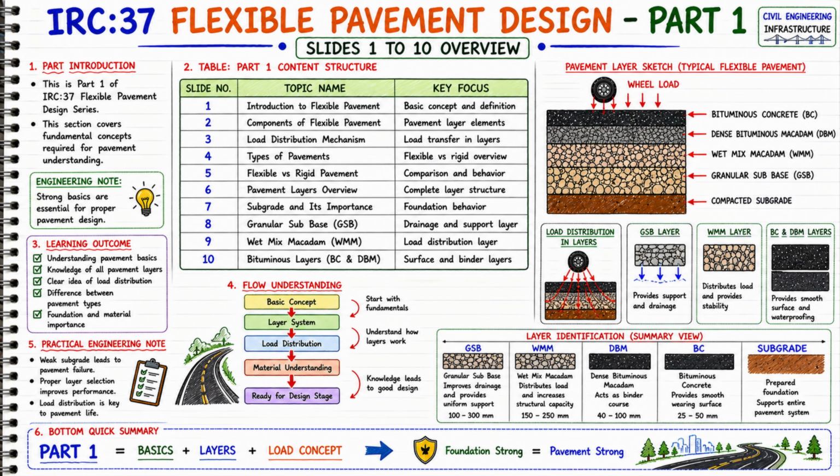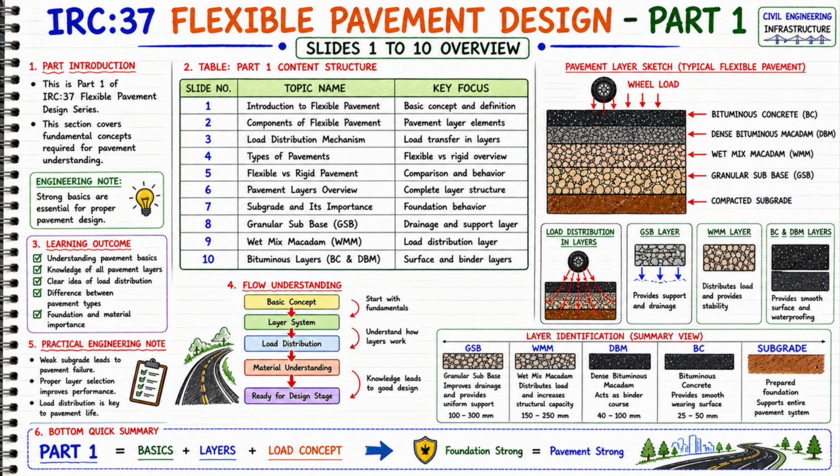Layer function explanation. Now the function of each layer is given below. The GSB layer provides support and drainage. The WMM layer distributes the load and provides stability. The BC and DBM layers provide a smooth surface and waterproofing. That means every layer has its own specific role.